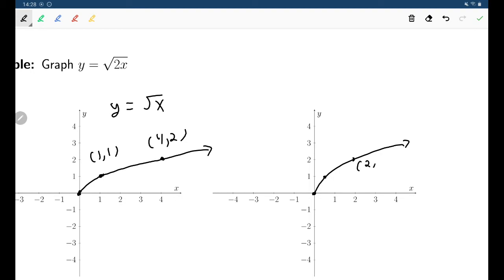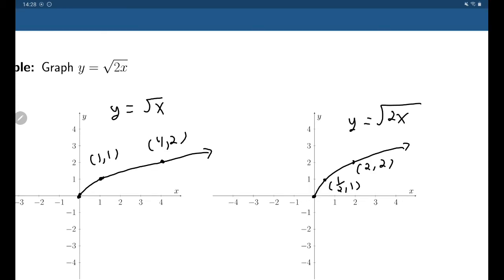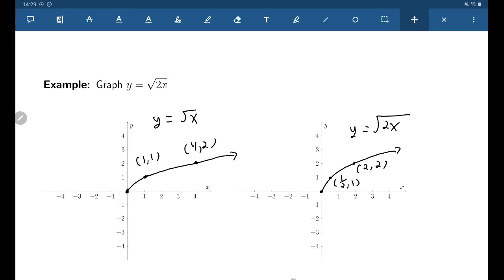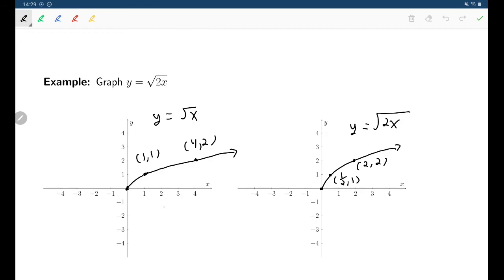Just going to label those points. And there we go. That's my graph of square root of 2x. So we've taken the original graph of y equals root of x, and we've compressed it in horizontally by a factor of 2. It's 2 times narrower than it originally was.